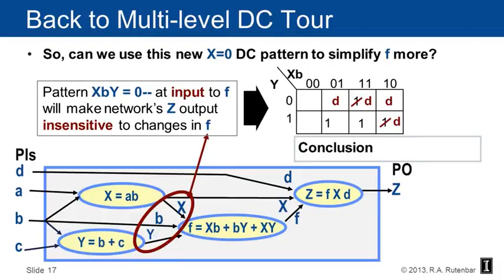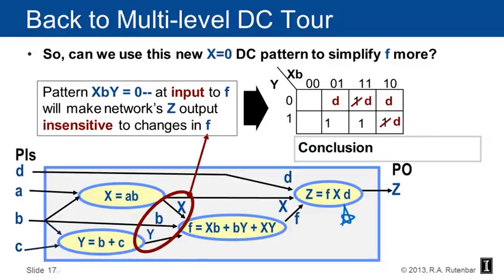And so I've got the same network shown below. X is AB, Y is B plus C. They both feed the f equals xb plus by plus xy node, whose output passes through z equals fxd. And I've got the Karnaugh map drawn up again. XB on the horizontal axis, 4 columns, Y on the vertical axis, 2 rows. And the entire right 3 columns of the Karnaugh map are either don't cares or ones. The top row is don't cares, the bottom row 1, 1, don't care for the right 3 columns.